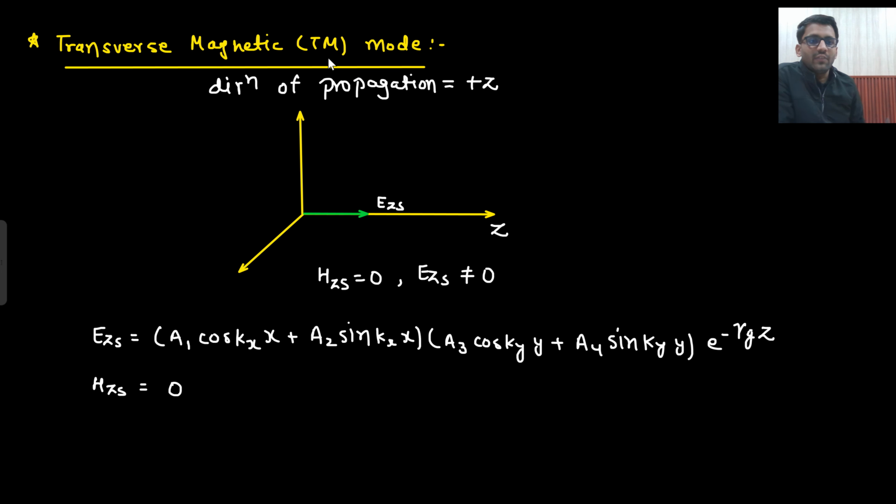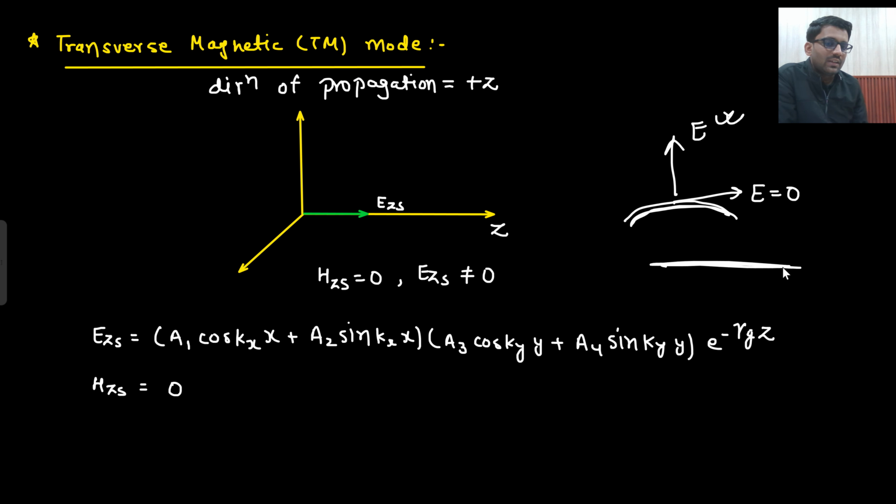What we need to find is the simplified expression of EZS. And what are we going to do? We are going to apply the boundary conditions. What are the boundary conditions? At the boundary of a conducting plate, tangential electric field will always be 0; only perpendicular electric field will exist. At the boundary of a conducting surface, tangential electric field is always 0, only perpendicular electric field exists. Is that clear to you?